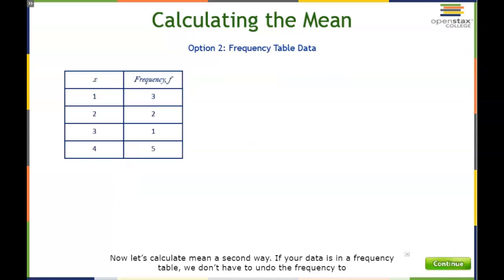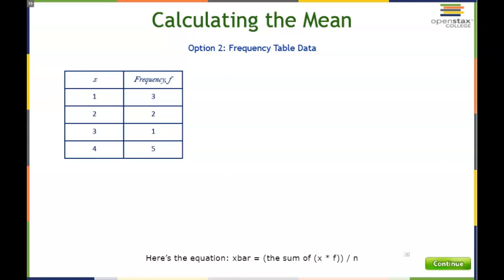Now let's calculate mean a second way. If our data is in a frequency table, we don't have to undo the frequency to be able to put it into a list of data and then take the average of that. We can utilize the frequency table itself. Here's the equation. X bar equals the sum of X times F all divided by N. So that looks like we need X times F to add to our table. All that means is we're going to take our X value, multiply it by our frequency F value.